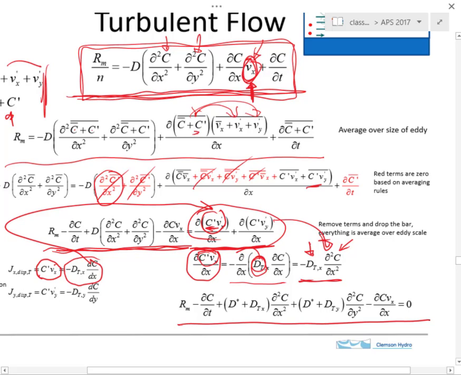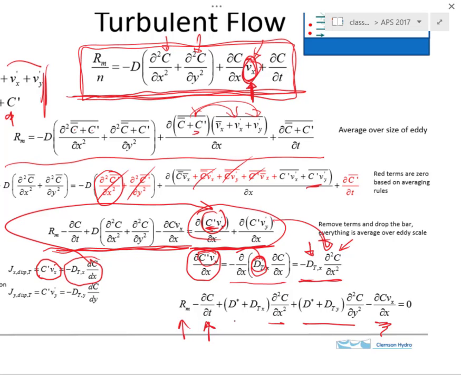So these guys end up giving us terms that look like that, and then we rearrange it and we get this. So here's the source, here's the change in concentration. There's diffusion, there's dispersion in turbulence, in X and in Y, and then there's the advective term. Okay? So for turbulent flow, we end up with an expression that's the same advective dispersion equation, except now the dispersion coefficient ends up including the effects of mixing by these turbulent eddies.